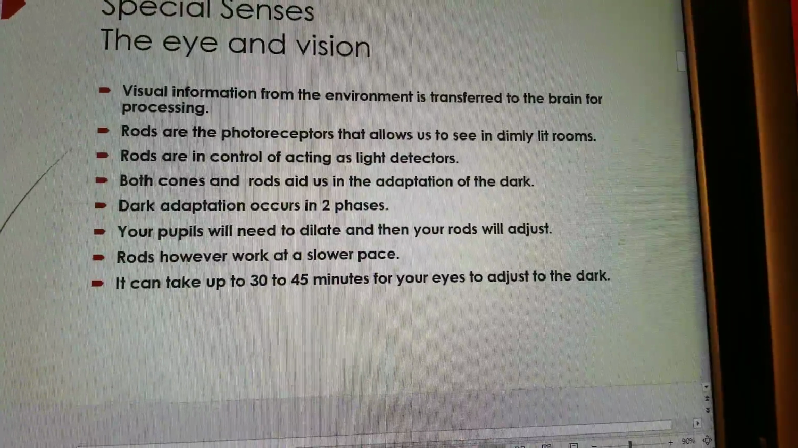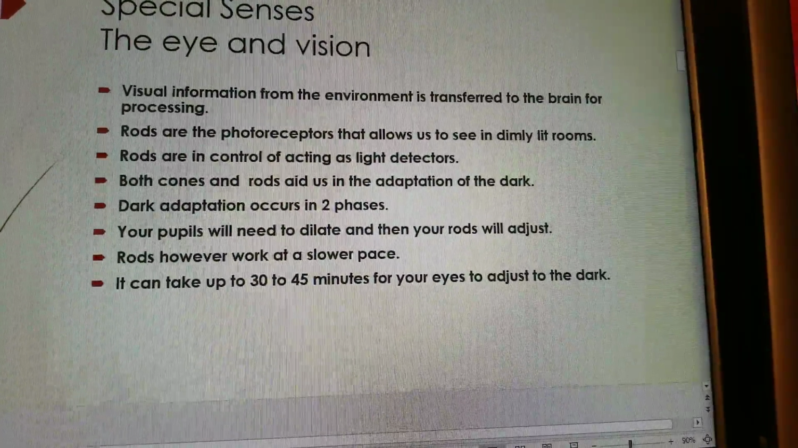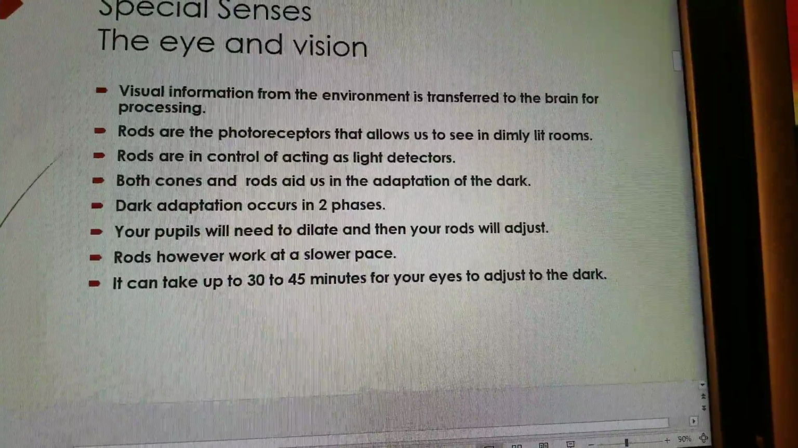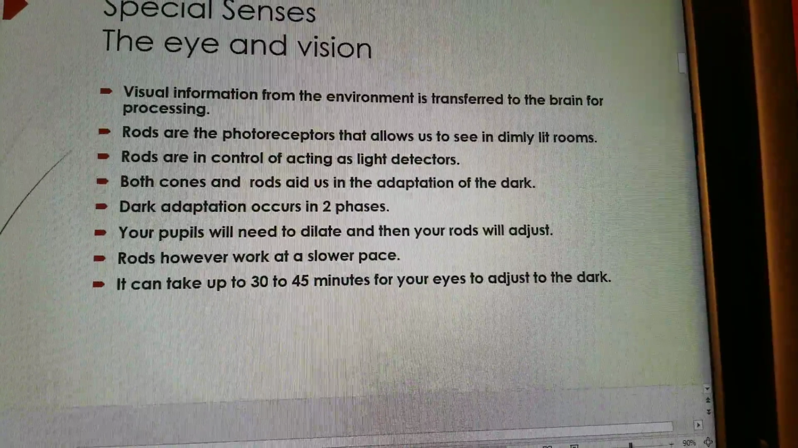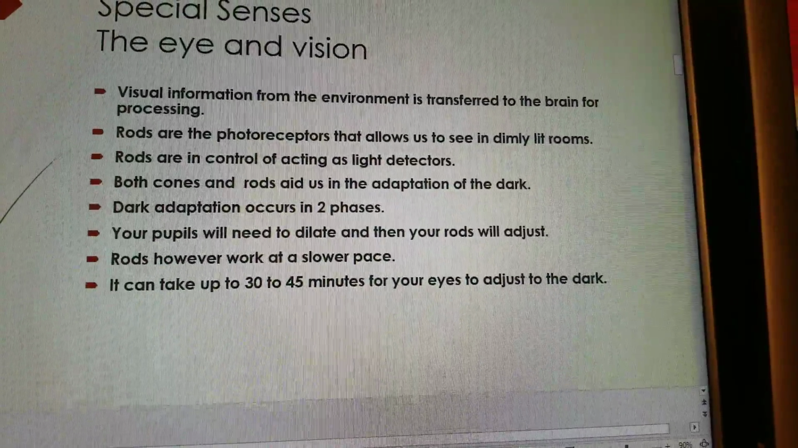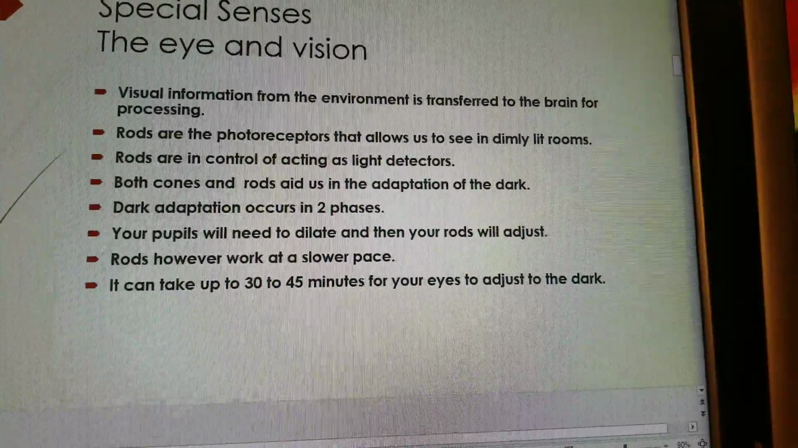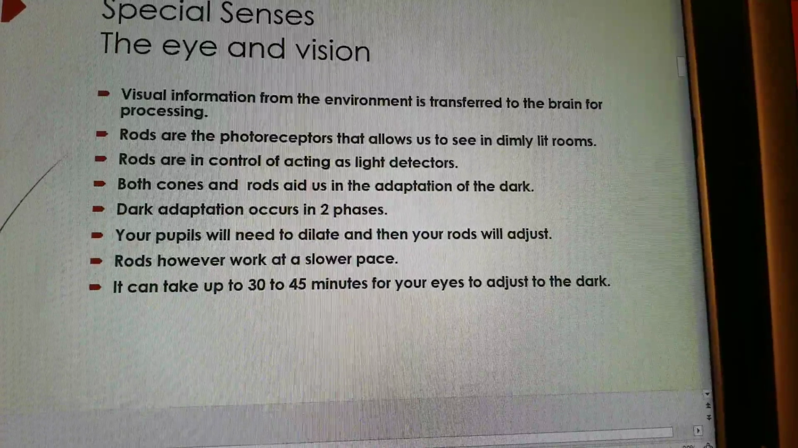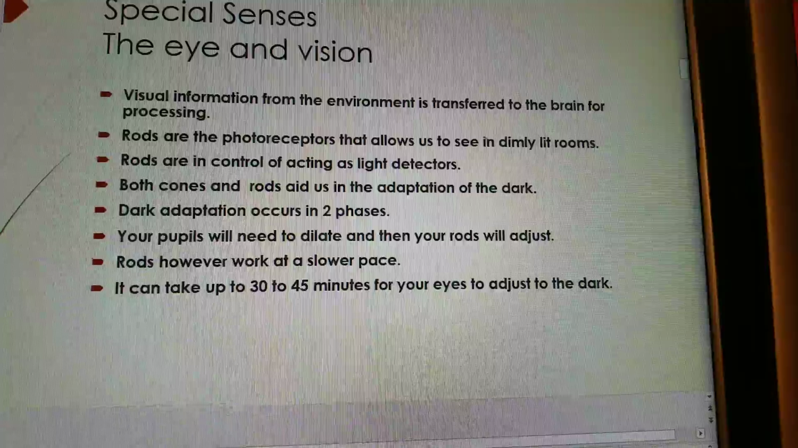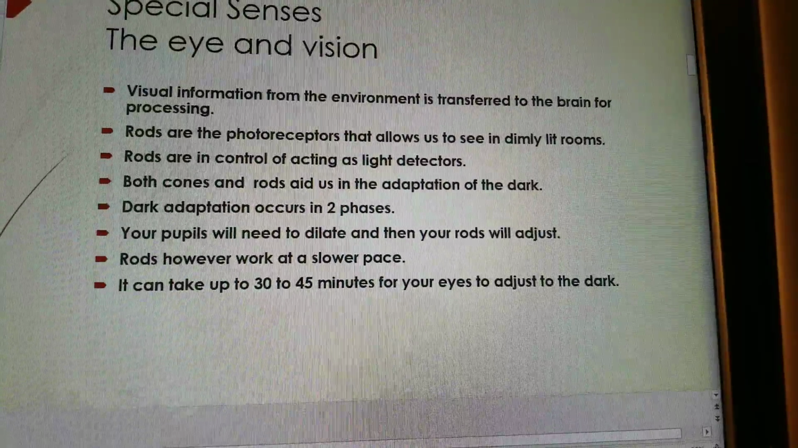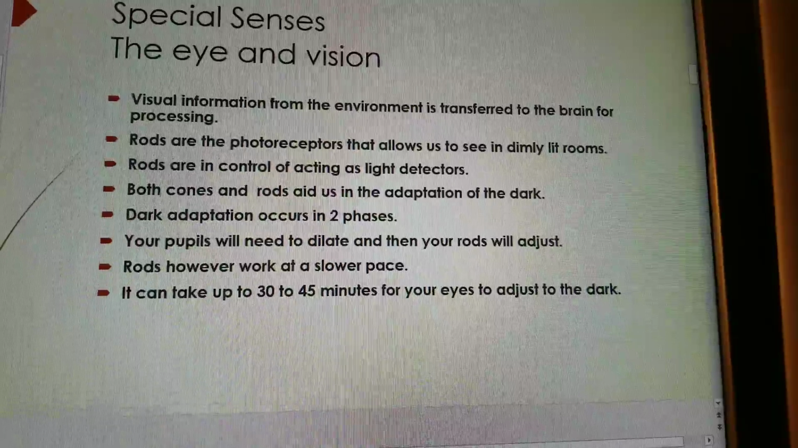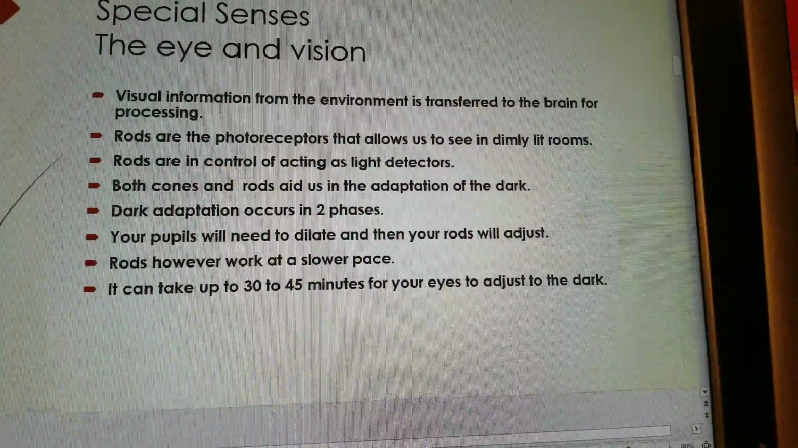Rods are the photoreceptors that allow us to see in dimly lit rooms. Rods are in control of acting as light detectors. Both cones and rods aid us in the adaptation to the dark. Dark adaptation occurs in 2 phases. Your pupils will need to dilate, and then your rods will adjust. Rods, however, work at a slower pace. It can take up to 30 to 45 minutes for your eyes to adjust to the dark.